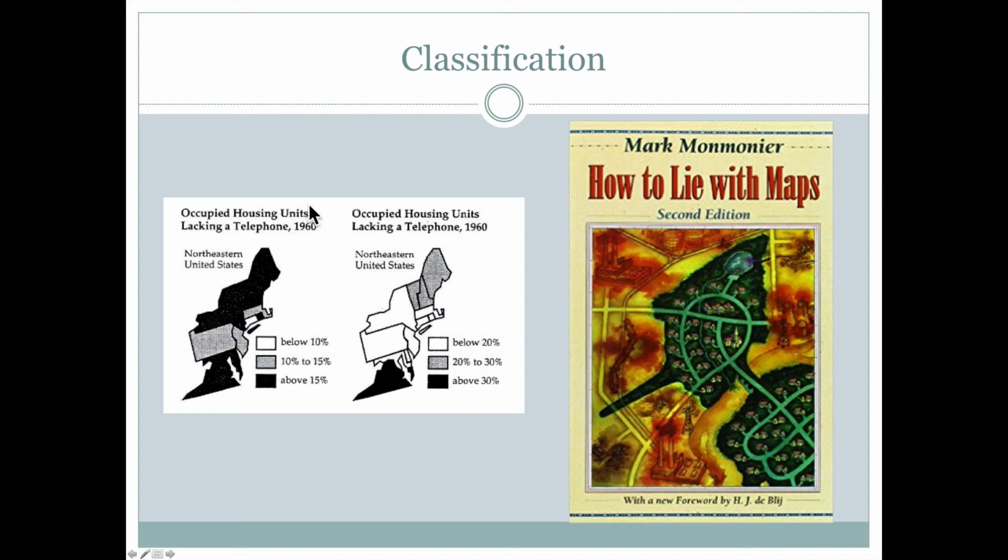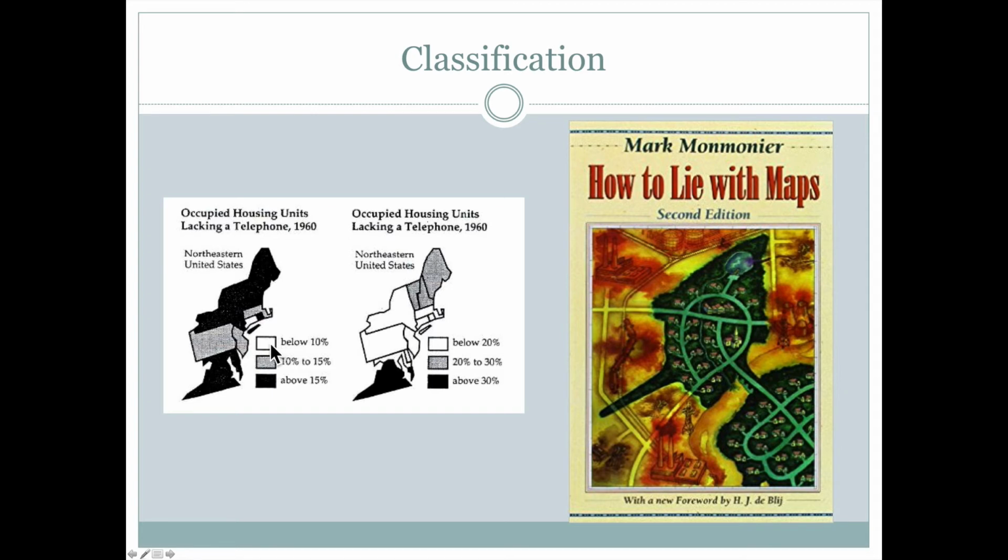So in this example here, this is from the book How to Lie with Maps by Marc Monmonier, a really famous cartography text, and it's showing us how that can happen. So depending on where we put those breaks in, here you can see there's differences between these categories.